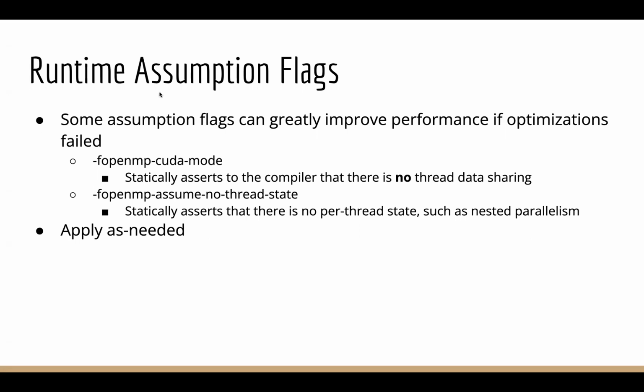So additionally, we have this -fopenmp-assume-no-thread-state. This just statically asserts there's no per thread state, such as if you were using nested parallelism or tasks or something. And this can improve the performance of almost every application. I haven't seen many that made use of this per thread state that we need to support in order to be standards compliant. But you can do this and it should improve your performance by a reasonable amount. And hopefully in the future, we will improve optimizations where these two are no longer necessary. But if you're having problems wrangling with the compiler and you want better performance, you can try to statically assert these things.